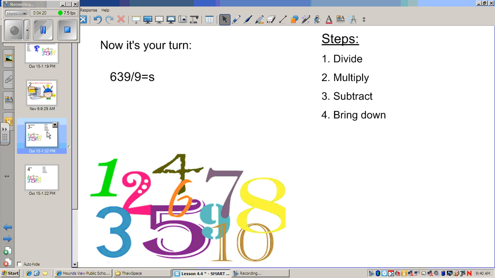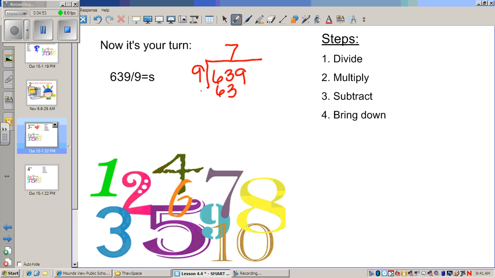It says now it's your turn. We're going to do our steps to division again. Now, I want to go through a division problem one more time with you. And in this case, I'm going to put 9 outside my little house, as we call it, into 639. Now again, remember, I need to do my steps. So how many 9s go into 6? Well, we can't. How many 9s go into 63? Well, if I know my multiplication, and I do, I know 9 times 7 is 63.